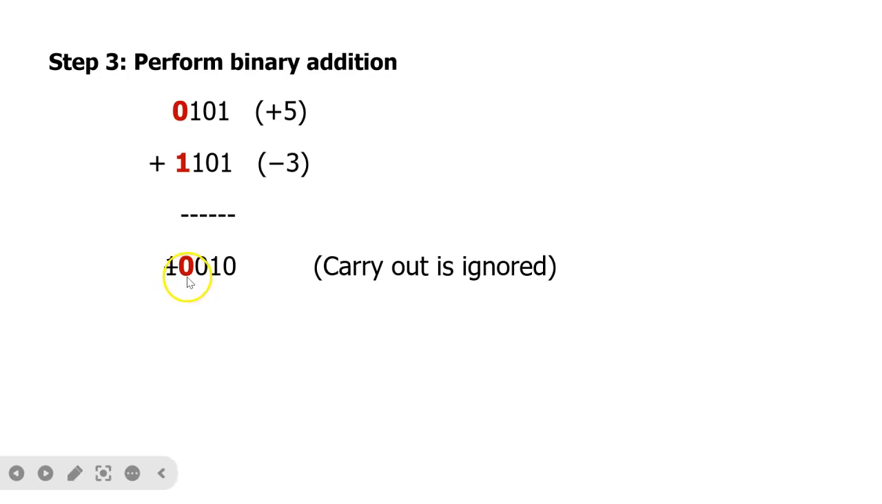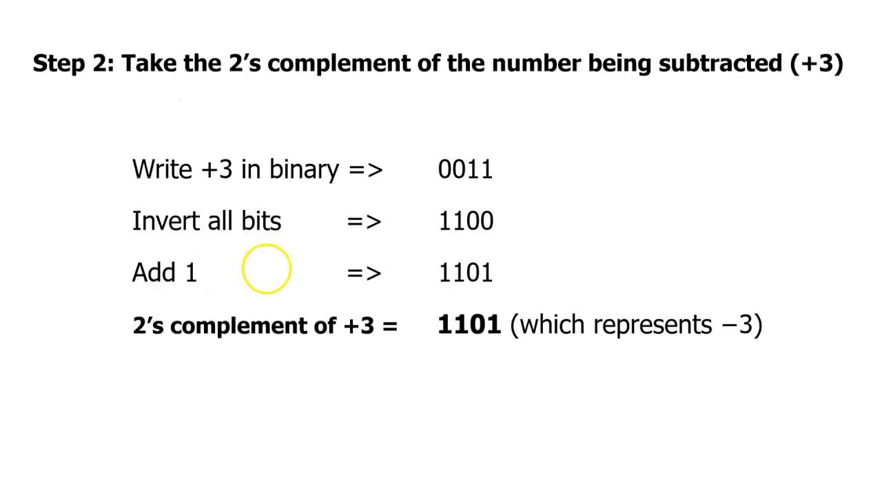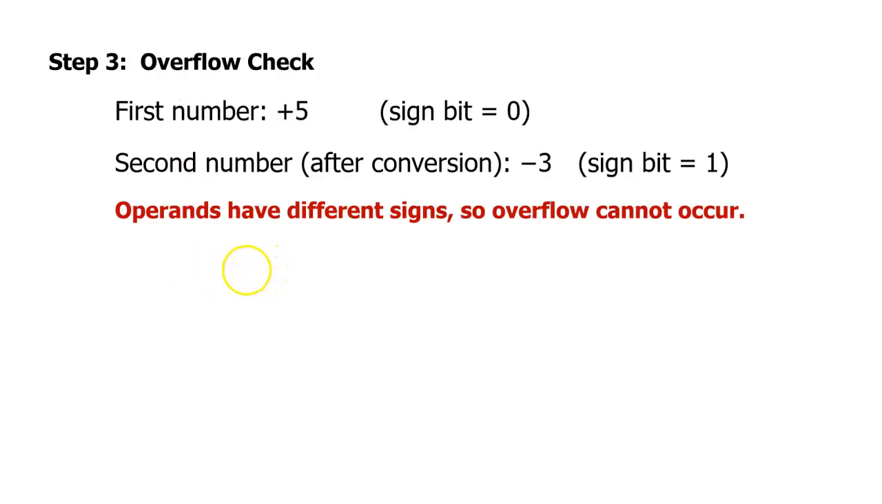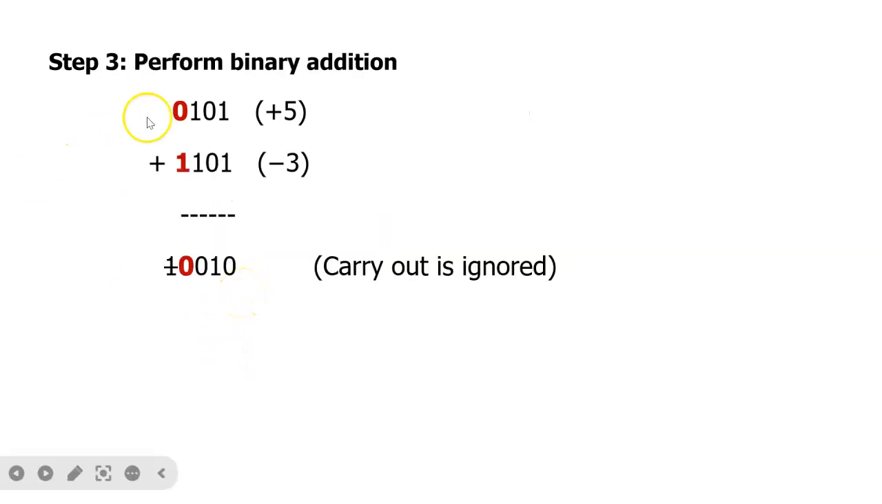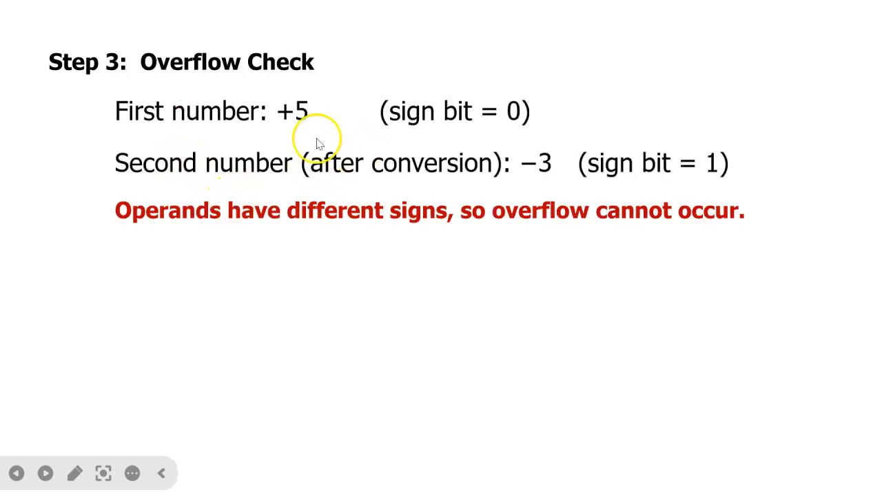Here the sign bit is 0. And the final step is to check the overflow. As per the rules of overflow, if both the numbers have different signs, then overflow cannot occur. Here both the numbers have different signs. The first number, plus 5, has a sign bit of 0, and the second number, after converting into 2's complement form, has a sign bit of 1. Since the operands have different signs, overflow does not occur.